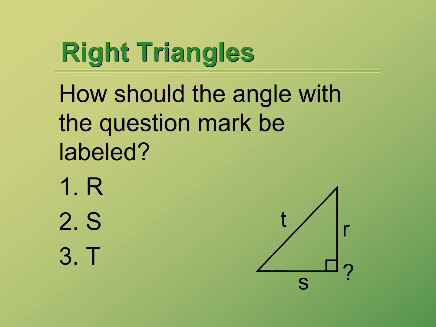Okay, try this one. All right, so this angle is the right angle, and it is opposite of the hypotenuse, which is side T, which means that you should label this angle, angle T. And remember, it needs to be a capital T, which is option number 3.